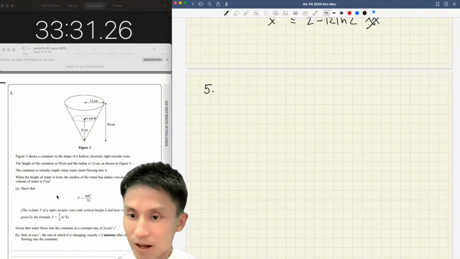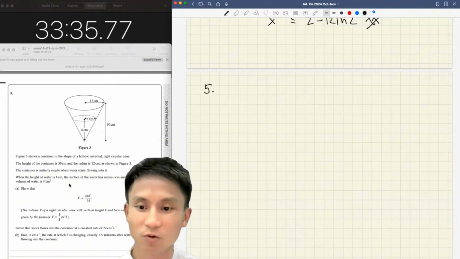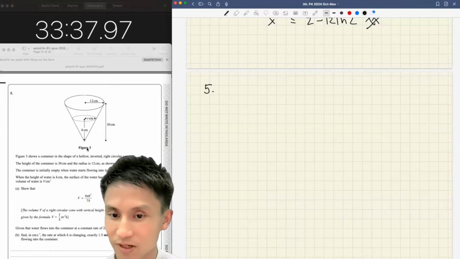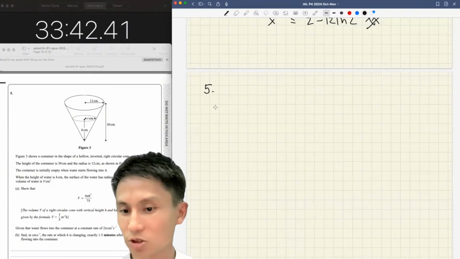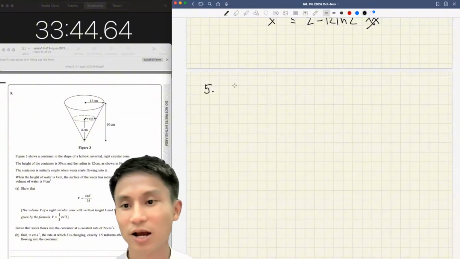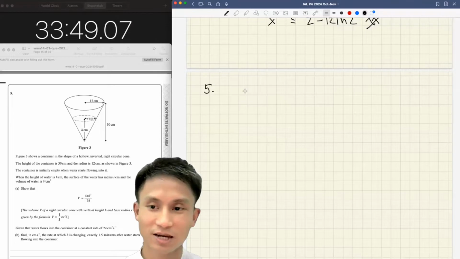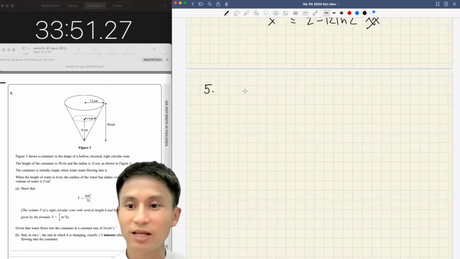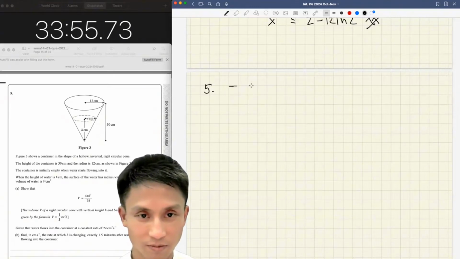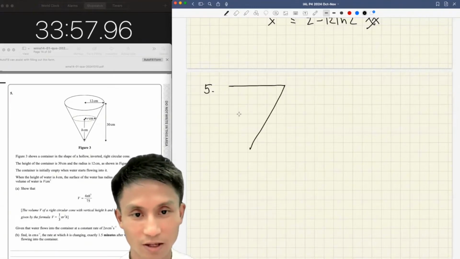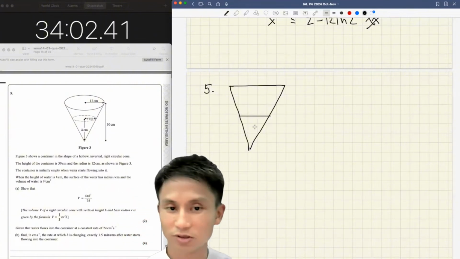About volume: when the height of the water is h centimeters, the surface of the water has radius r, from the diagram, and the volume of the water is V. So this is basically similar triangles, guys. If you see a cone like this, and there is the volume underneath the top surface like that, then if we look at the side view here, we're going to see that it forms similar triangles.